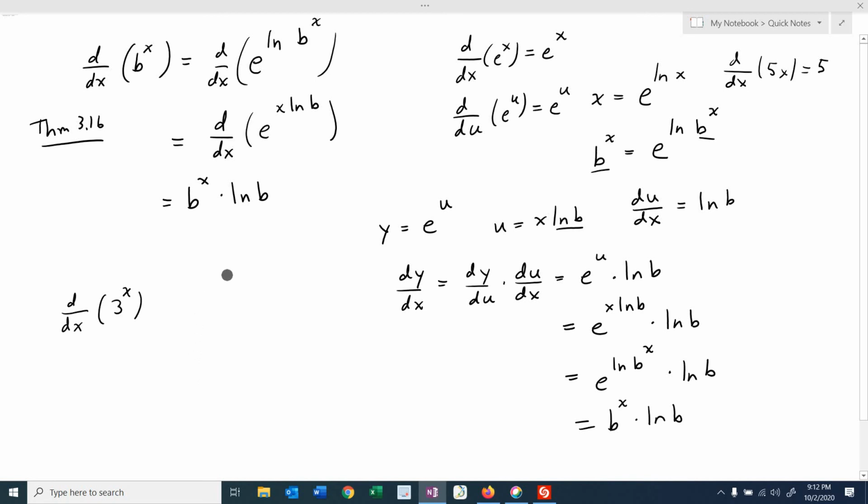So let's just do a quick example where we use this. Let's say you have 3 to the x power, right? This is an exponential function where the base is equal to 3. And we want to find the derivative of it. Well, the derivative is simply 3 to the x power, which is the outer derivative, times the natural log of 3. So it doesn't matter if you had 7 to the x, the derivative of 7 to the x power would be 7 to the x times the natural log of 7.